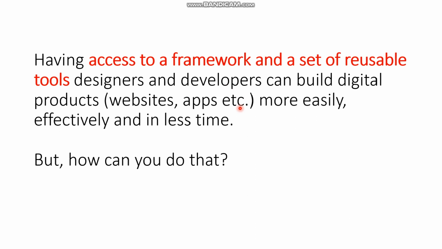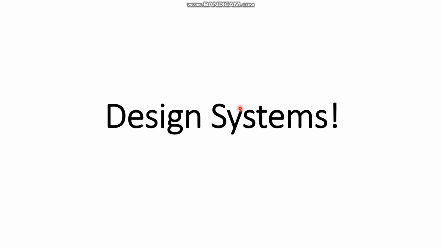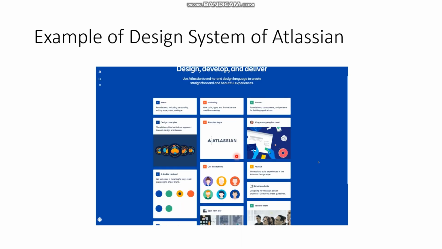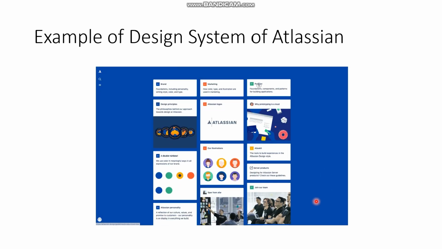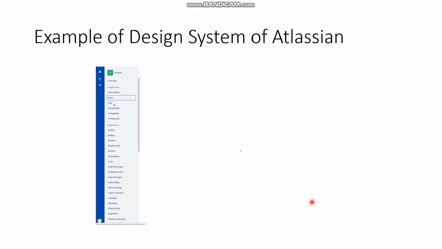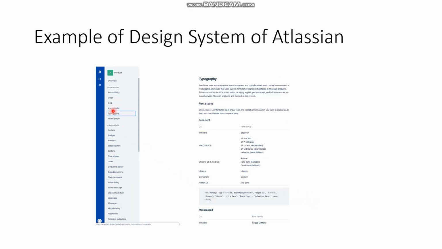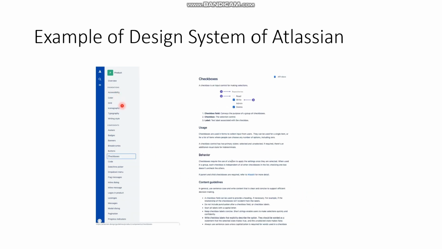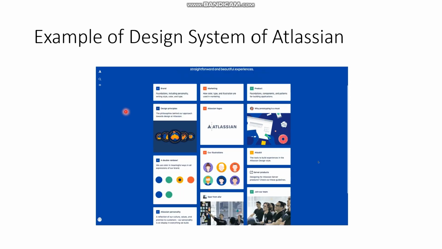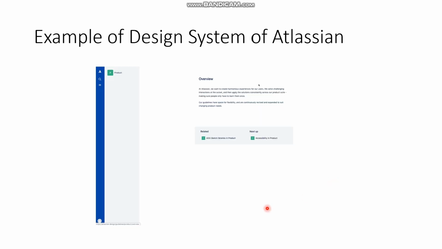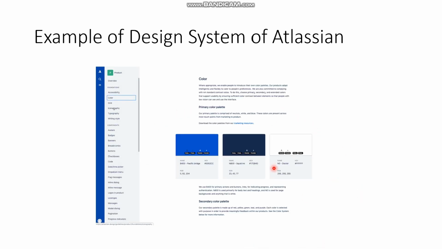But how can you do that? Design system. Yes, it is a design system. Okay, so this is an example of the design system of Atlassian. Atlassian built a design system that consists of the color, grid, icons, and typography for an online product like Atlassian.